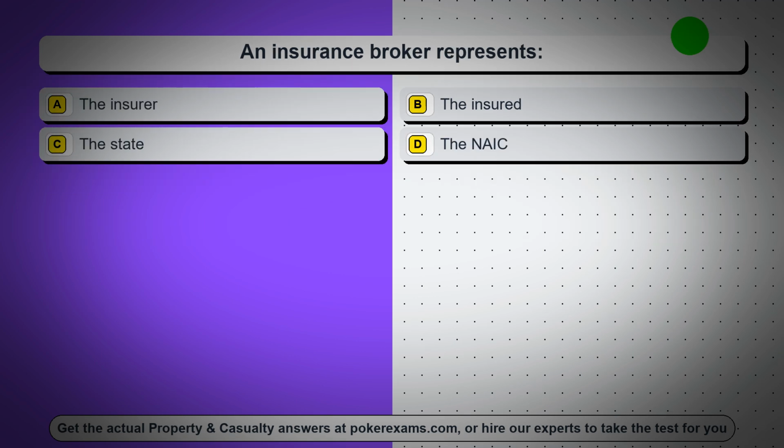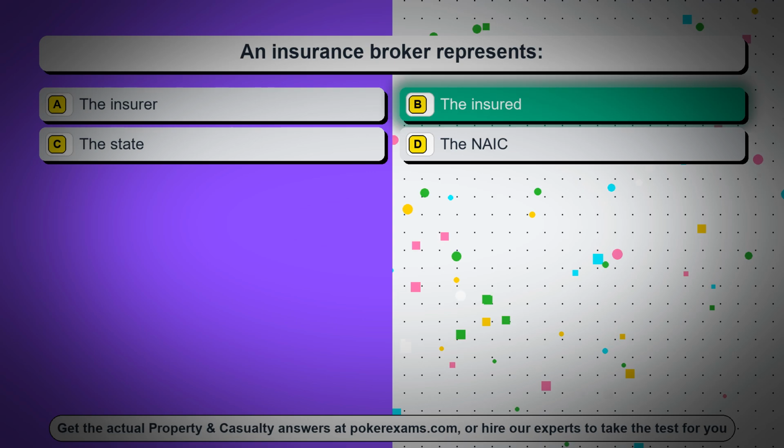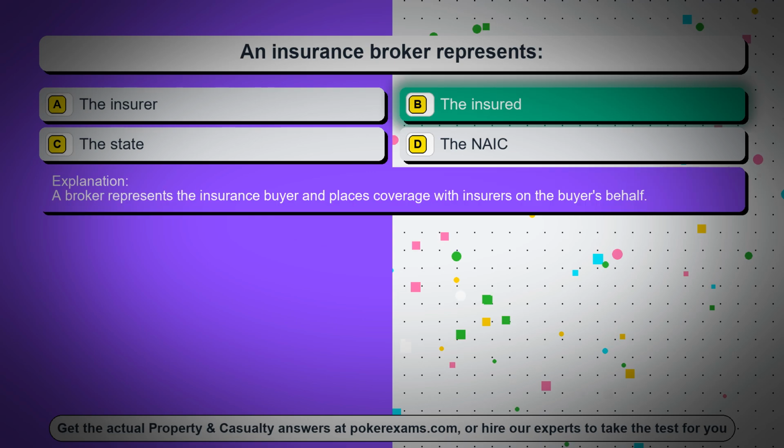Question 79. An insurance broker represents: option A, the insurer; option B, the insured; option C, the state; option D, the NAIC. The correct answer is option B, the insured. A broker represents the insurance buyer and places coverage with insurers on the buyer's behalf.